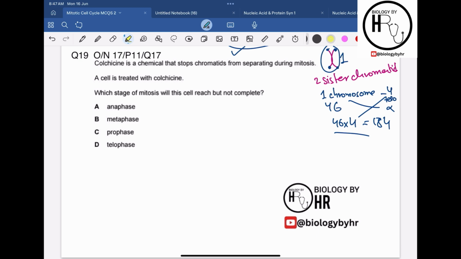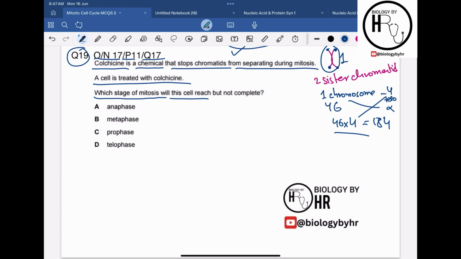Alright, so now let's move on to question number 19, which is from October-November 2017, paper 1-1, question 17. The question says that colchicine is a chemical that stops the chromatids from separating during mitosis. A cell is treated with colchicine. Which stage of mitosis will this cell reach but not complete? Now, what is the chemical doing? The chemical is basically stopping the sister chromatids from separating during mitosis, right?